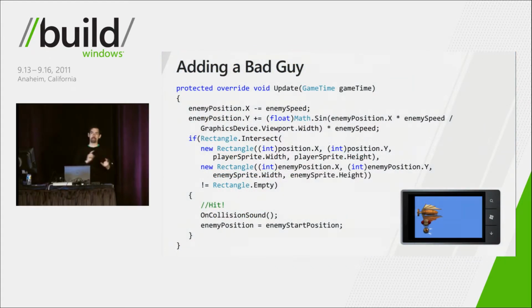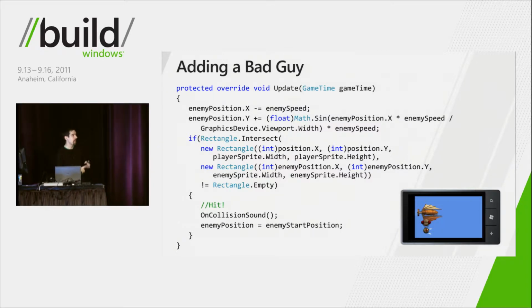Okay, we got something on the screen. We got something moving around. Let's add a bad guy. We have the player moving around on his own volition. We need something that moves on its own, that isn't player controlled. So we will add something fairly basic.